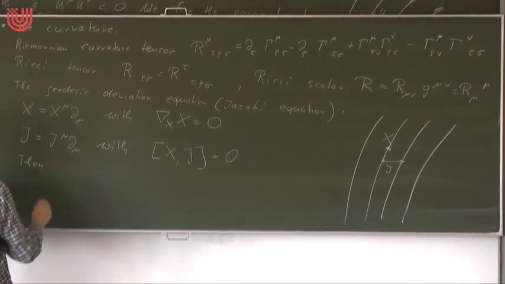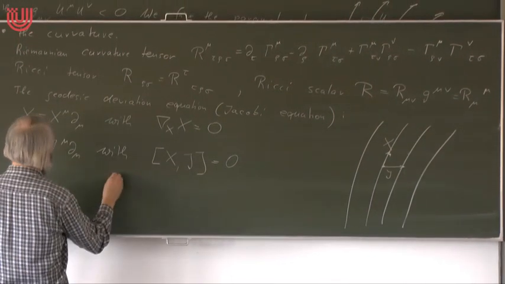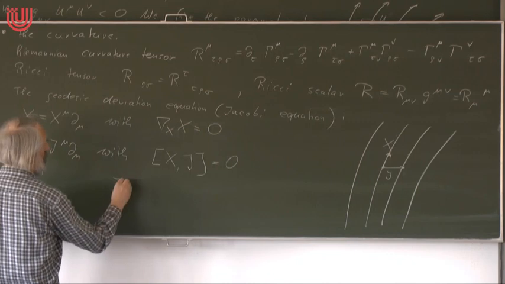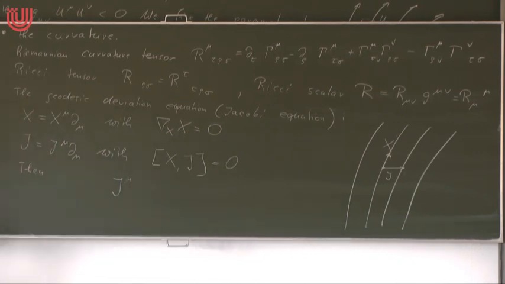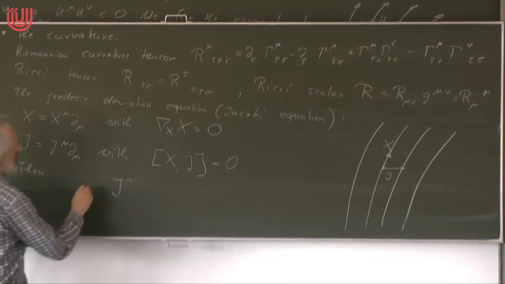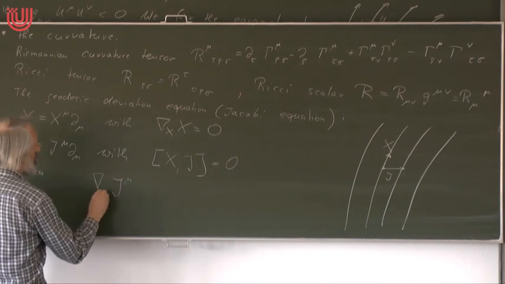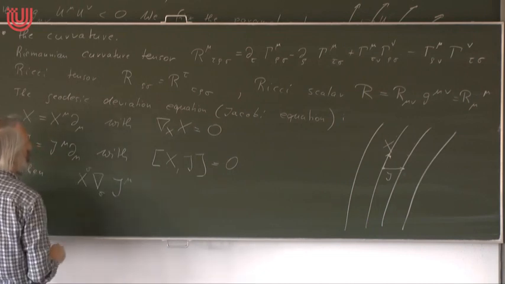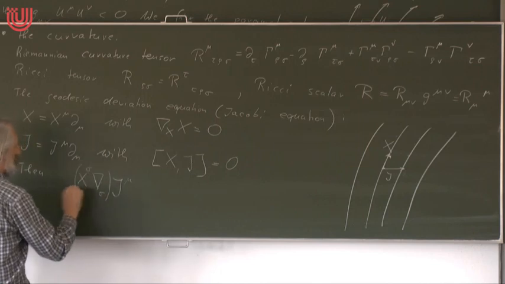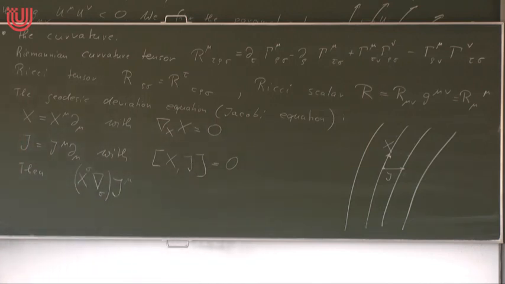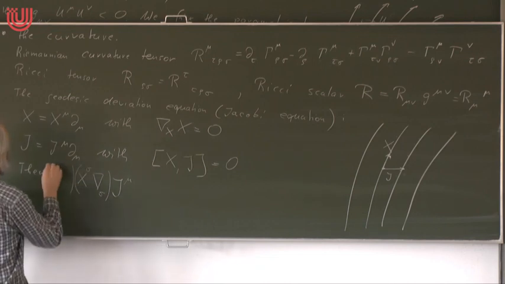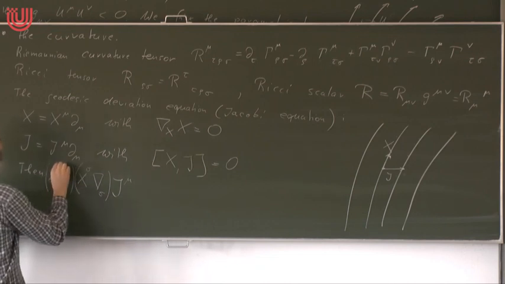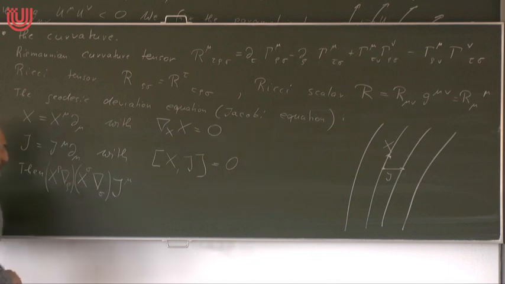So if this is true, then we have the following equation. I have my J. Say I take the mu-th component of this. I apply the covariant derivative with respect to x once. Let me put brackets just for clarity. The brackets are not necessary, actually. And then I do it a second time. I consider the second derivative, x rho covariant derivative.